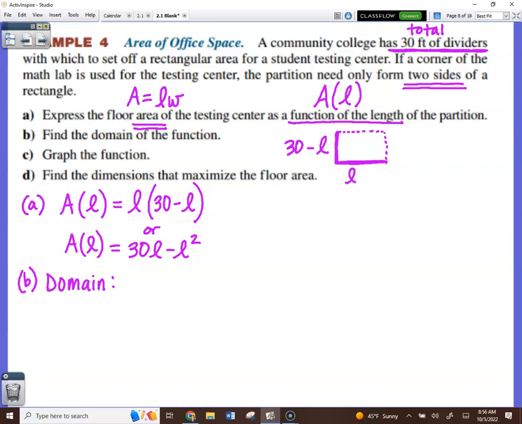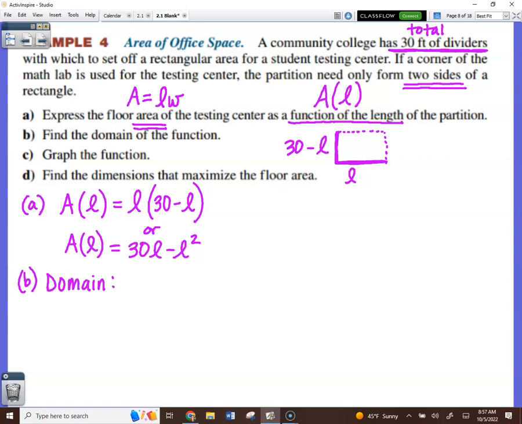Can we plug in negative? No, that wouldn't make sense because you can't have a negative length. So we can plug in positive numbers, correct? Can we plug in any positive number? What number are we kind of capped out at? Yeah, if you plug in 30, now you're going to have a width of 0. Does that make sense? So on this particular problem, you're going to have to actually think to yourself, there's a small range of numbers that I'm actually allowed to plug in here.